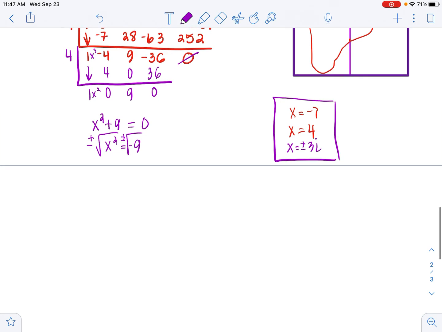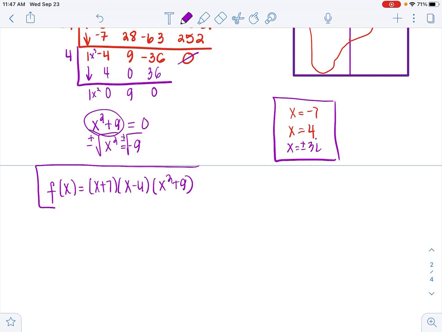Okay? Now, these directions find the zeros, but on your test, I could also ask you to factor it completely with real factors. If I did do that, it'd be x plus 7 times x minus 4 times, and then here's my other factor, x squared plus 9, which is not factorable. Just so we realize that. It didn't ask it, but it's nice to see it.